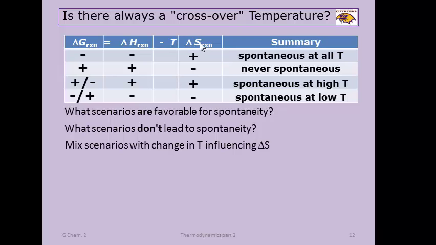You need to study this chart and put some numbers in there until you understand that, so that you can look at the signs on the enthalpy and the entropy and decide whether there's a crossover temperature and whether the spontaneity occurs at high temperatures above the crossover temperature, or at low temperatures below the crossover temperature.